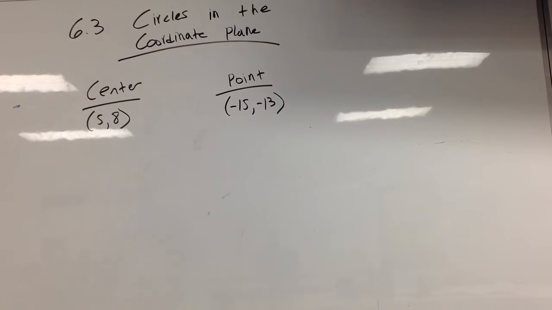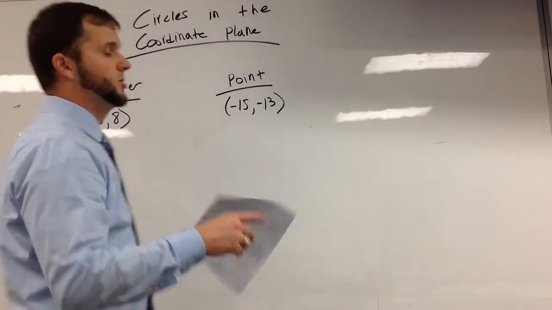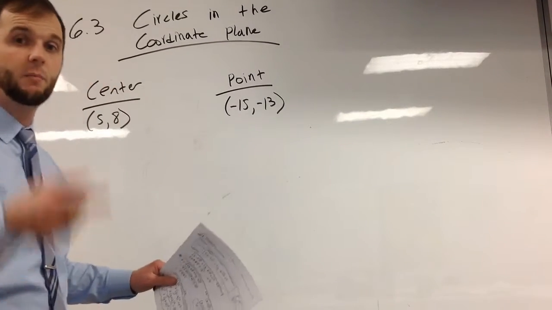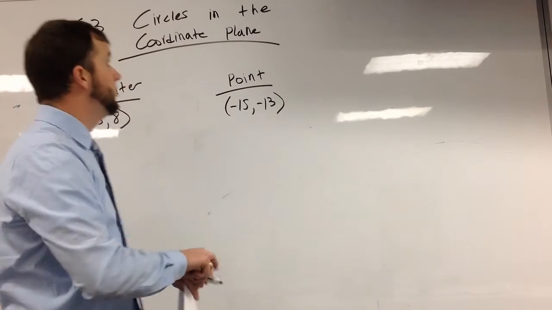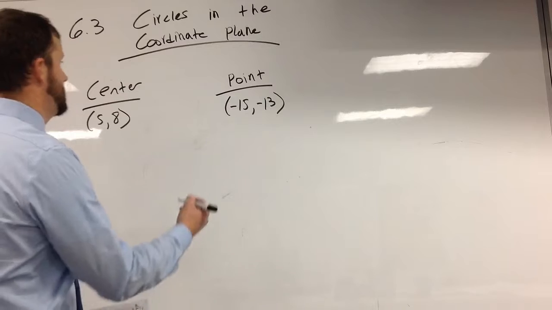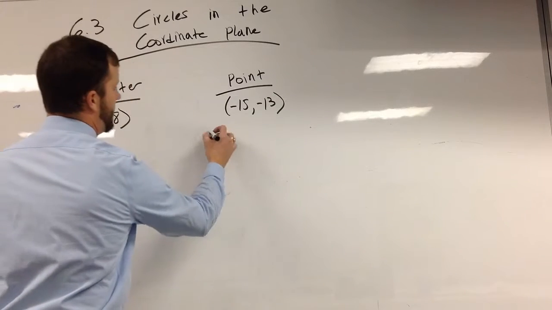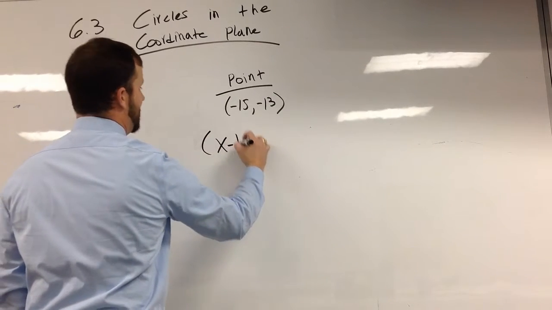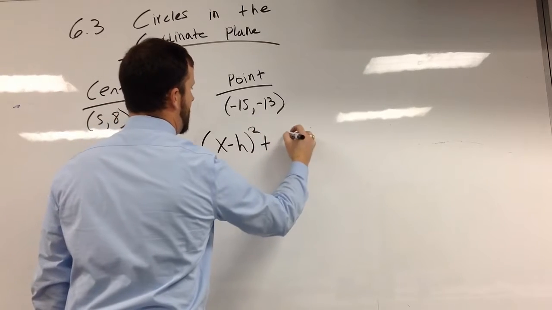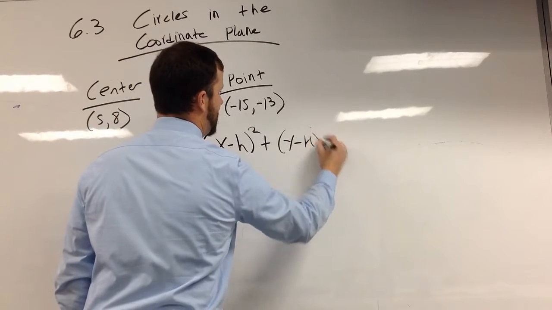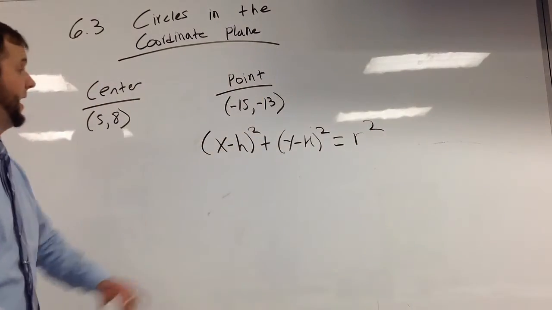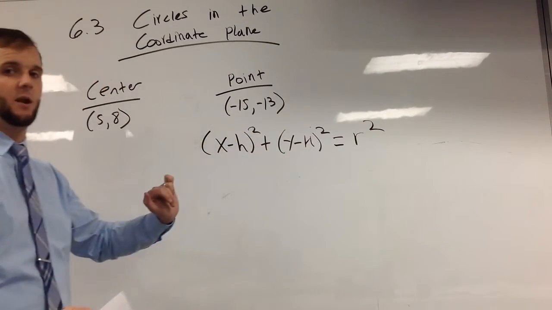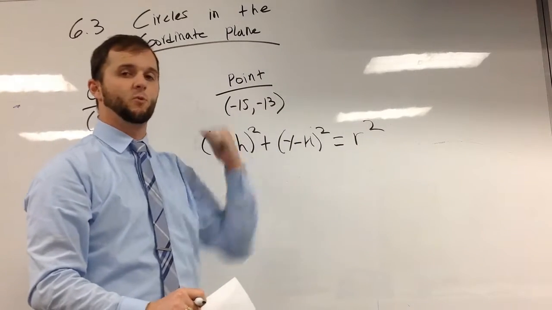Alright guys, so the next example I want to show you is how to write the standard form again, but in this example you're not going to be given the radius. So whenever you're looking for the standard form of an equation, we all know that the standard form of the equation is x minus h squared plus y minus k squared is equal to r squared. So remember, h and k comes from the center, and then r comes from the radius.